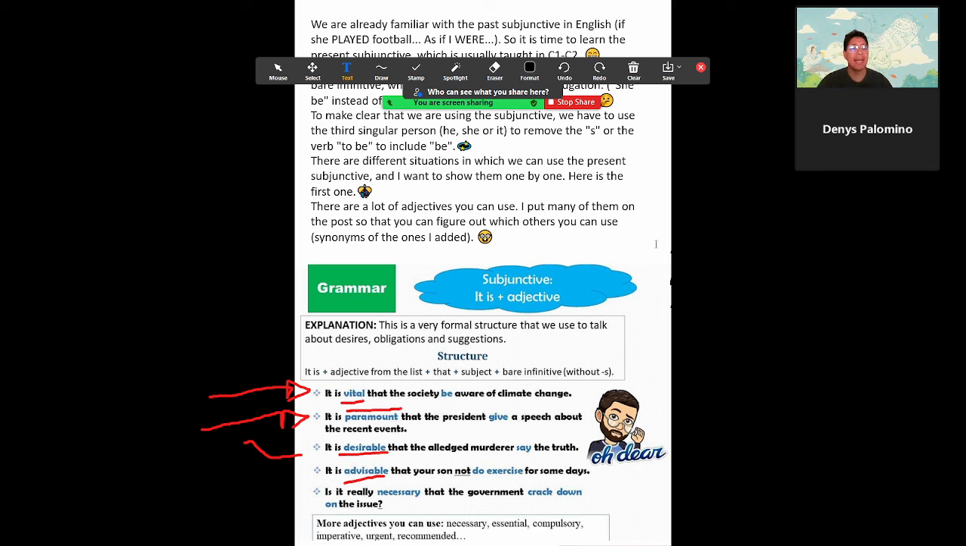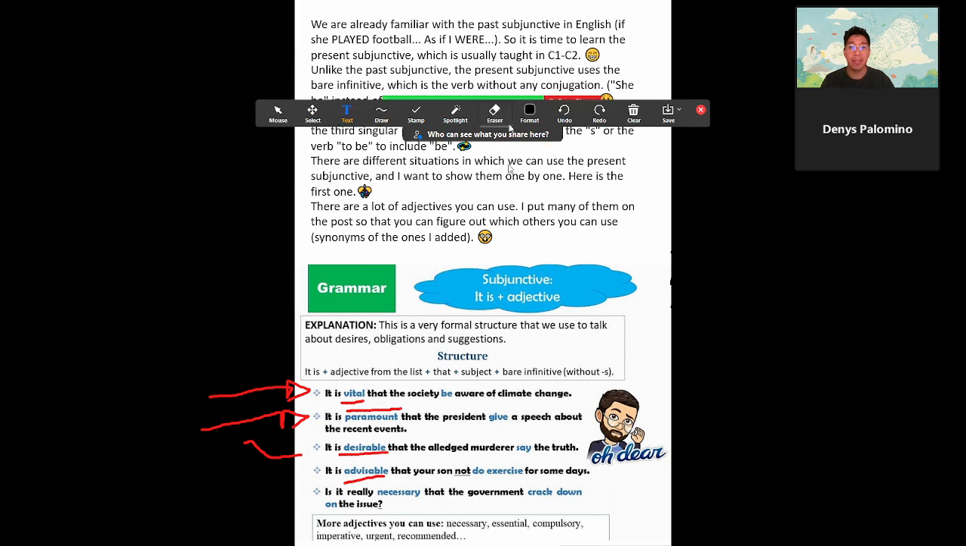A ver, vamos a practicar. ¿Cómo me dirías lo siguiente? Es esencial que tú no fumes. Las dos formas. It is essential that you not smoke. Y la segunda forma de essential, porque es un adjetivo, essential. It is not to smoke.